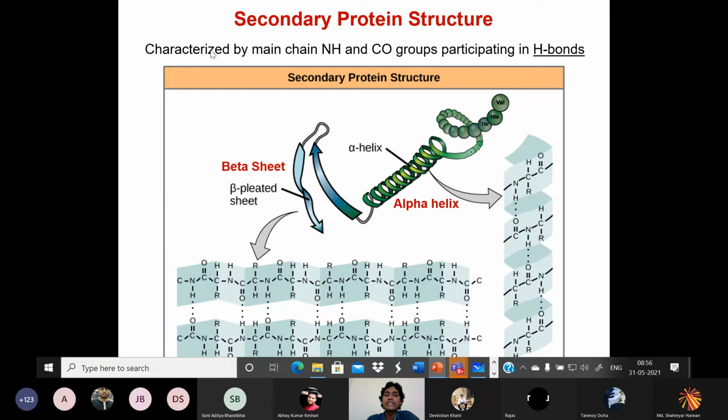Now as I told you, this is just alpha helix and beta sheet, characterized by main chain NH and CO groups participating in H bonds. But here still you will not understand the details. In the next slide I mentioned it.